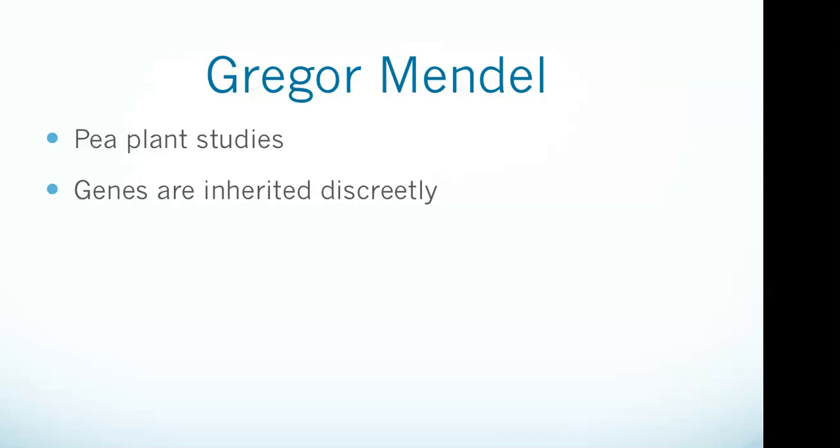Taking seed color as an example, Mendel showed that when a true breeding yellow pea and a true breeding green pea were crossbred, their offspring always produced yellow seeds. However, in the next generation, the green peas reappeared at a ratio of 1 green to 3 yellow. The green trait, which seemed to have vanished in the first generation, is recessive and the yellow is dominant.